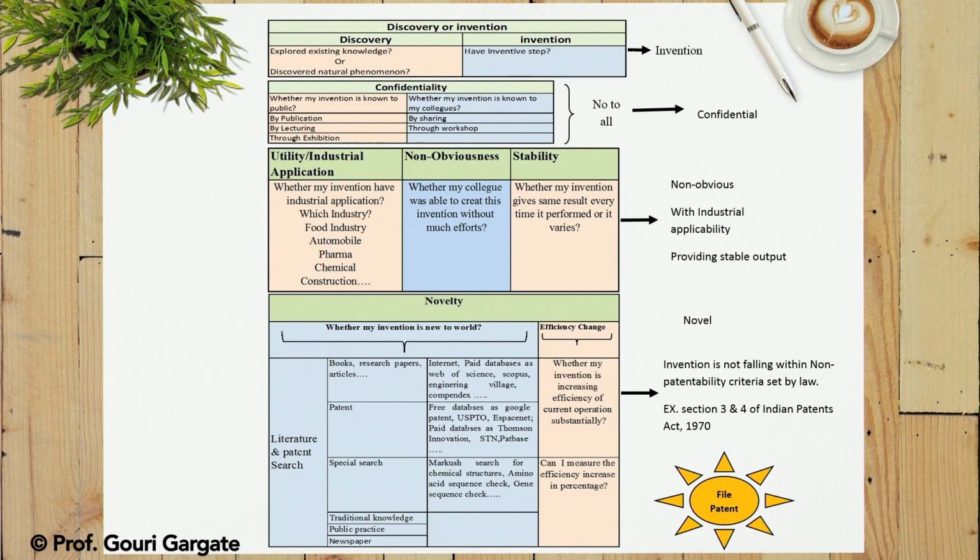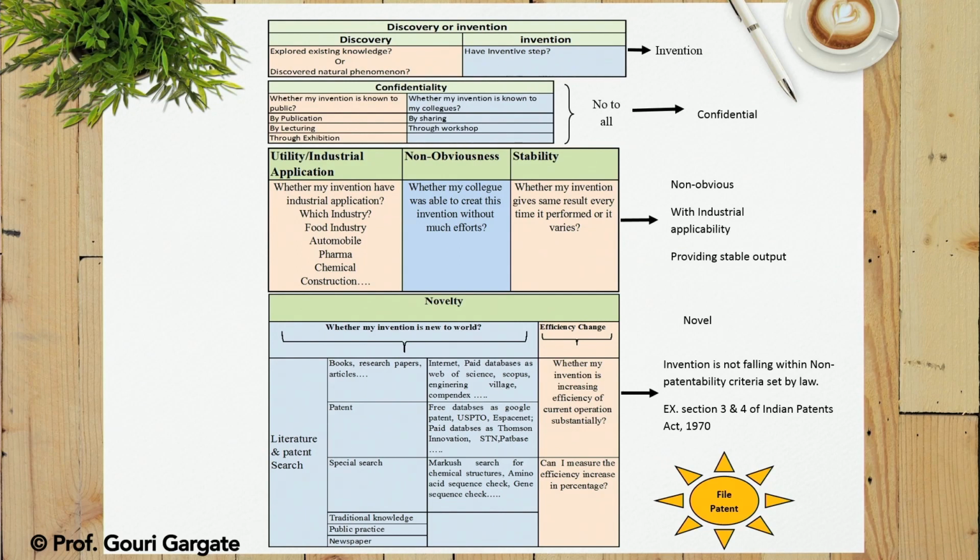So, we check that novelty aspect through a thorough literature and a patent search. Literature will include books, research papers, articles, etc. Then once you have gone through all those books, research papers, and articles, you have to check the traditional knowledge, whether anything related to traditional knowledge is incorporated in the invention under consideration.